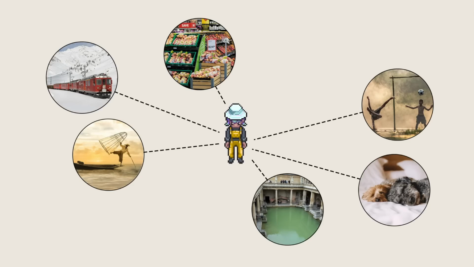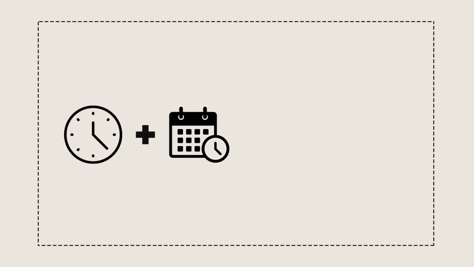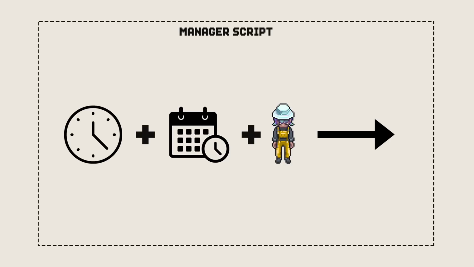So looking at these activities, we will need to create several new systems. Obviously, the first thing we need is a script that can read the time, read the schedule, and send the characters on their way. This is typically known as a manager script, a script that brings all the components together. The second thing we need is some sort of global pathfinding script that can send characters in between scenes.